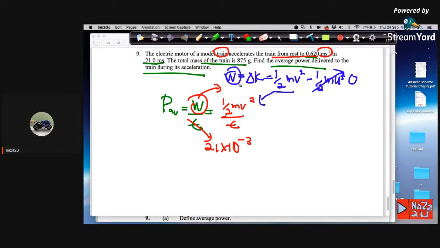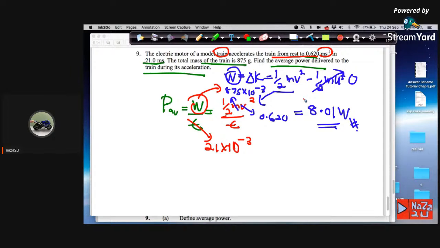Then we substitute the mass. The mass is given as 875, but it is in grams, so convert to kilograms, times 10 to the power of minus 3, and the v here is 0.620 meter per second, and the T is 21 times 10 to the power of minus 3. So you can use the calculator here: half times 0.62 squared, divided by 21 times 10 to the power of minus 3. So you can find the average power is 8.01 watt.